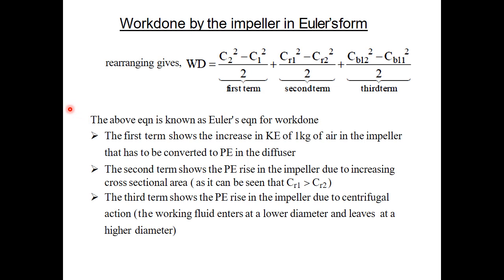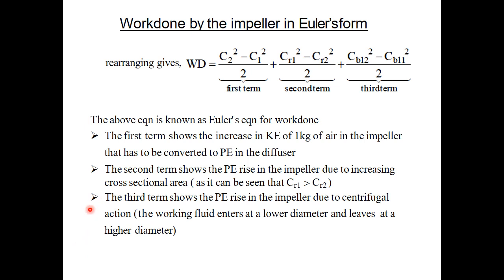So we have three terms in the final equation. Now this equation is known as Euler's equation for work done. Now the first term shows the increase in kinetic energy of 1 kilogram of air in the impeller that has to be converted to potential energy in the diffuser. Now the second term, that is Cr1 square minus Cr2 square by 2, shows the potential energy rise in the impeller due to increasing cross-sectional area, as it can be seen that Cr1 is greater than Cr2.